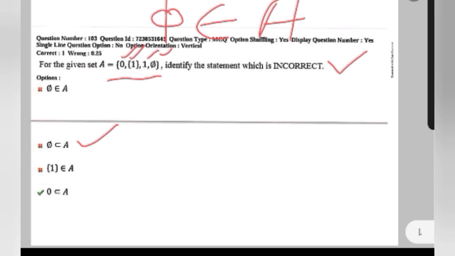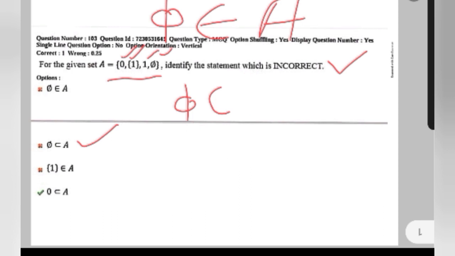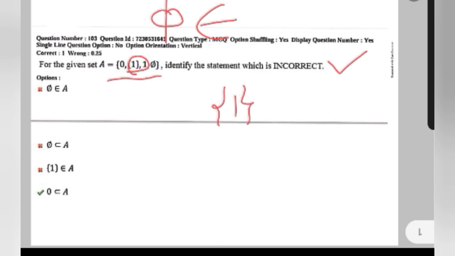See the second option: the empty set is a subset of A. We know that the empty set is also an element of A, but it is also called an empty set, and the empty set is a subset of every set. So the second option is also correct. The third option says that singleton 1 belongs to A. Singleton 1 is an element of the set A, and an element always belongs to the particular set. So option 3 is also correct.